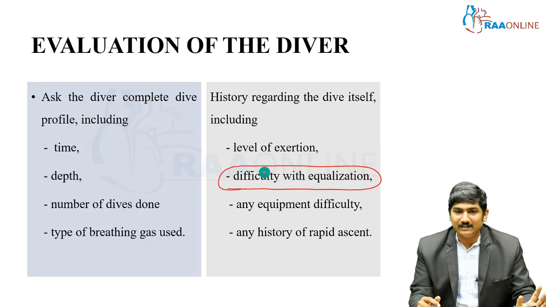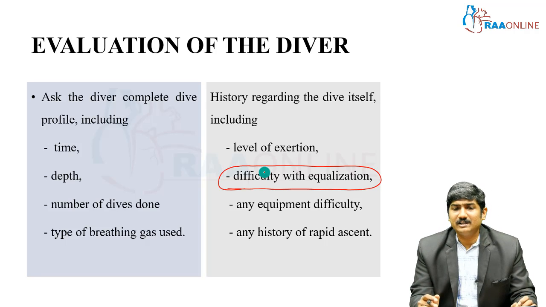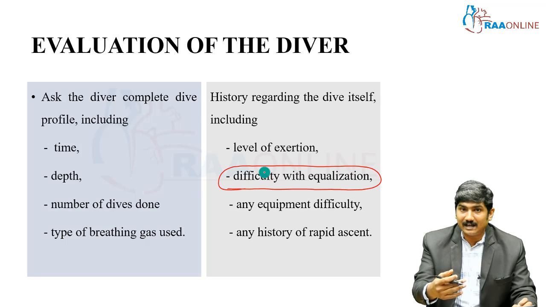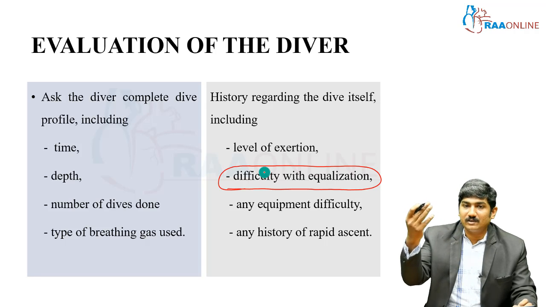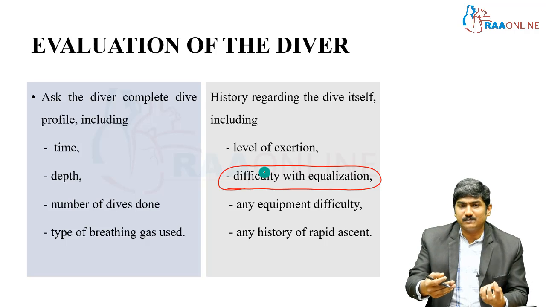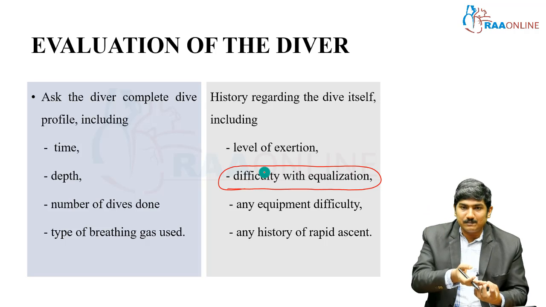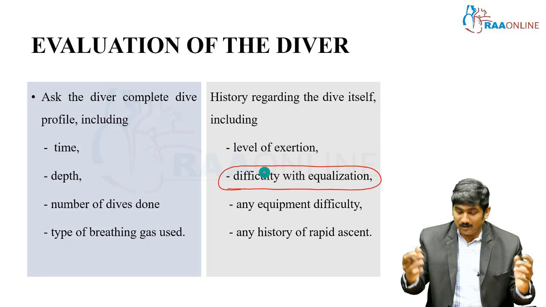Any equipment difficulty and any history of rapid ascent. Why is it important to ask the history of rapid ascent? As you already know, at depth the pressure is going to be very high and the volume is going to be very low. When he is coming up very fast from the increased pressure, he is going to come to a relatively normal or safer pressure, right? When the pressure decreases, the volume is going to increase. So suddenly he will have a lot of symptoms.